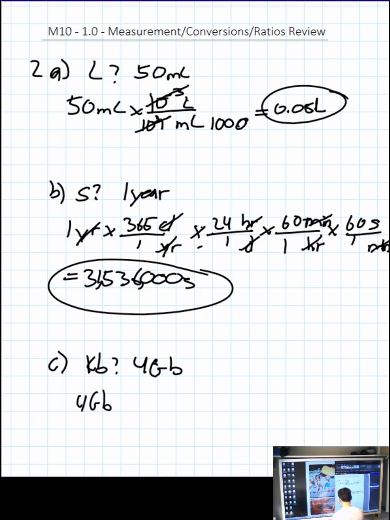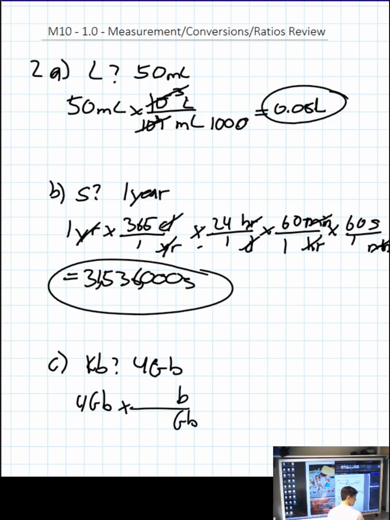With 4 gigabytes, times over. Let's put gigabytes on the bottom, and let's just put B on the top for bytes. Now, we need to know how many gigabytes are in 1 byte. Do you know that off the top of your head?